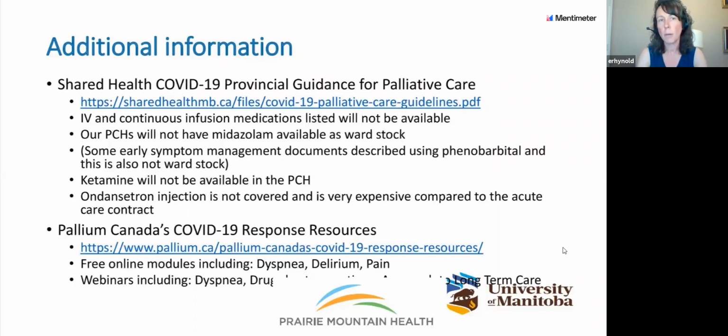So they talk about IV and continuous infusion medications. They won't be available in the PCH. Our PCHs will not have midazolam as ward stock. So it can still be ordered for individual patients, but it isn't something that at a moment's notice you're going to necessarily be able to use. And as I've said, lorazepam is an alternative for anxiety, methotrimeprazine being an alternative if the opioids aren't sufficient for the dyspnea.